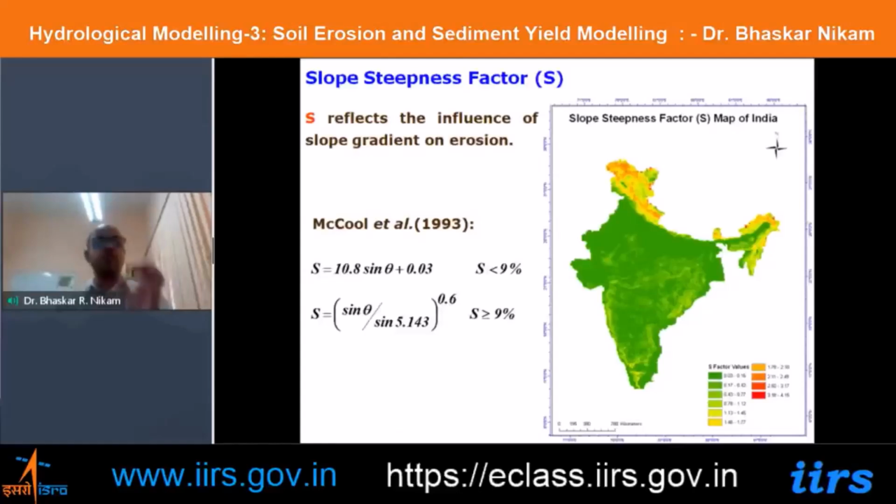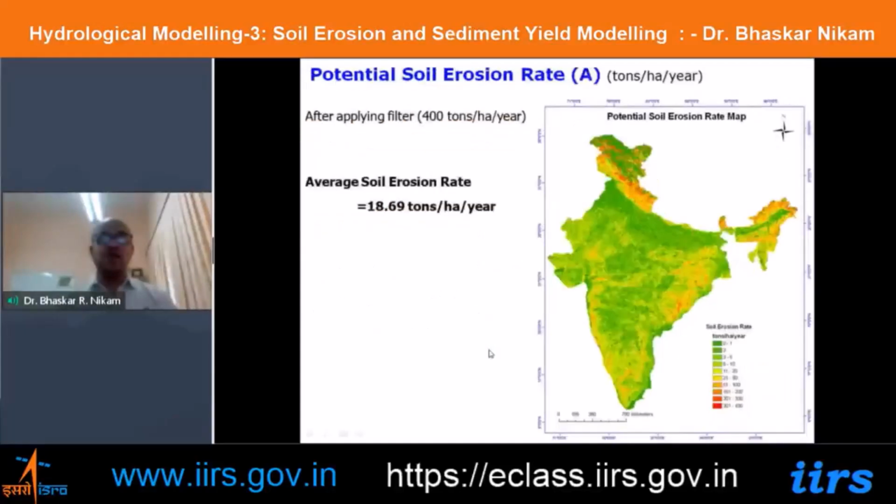We can calculate slope using the DEM, and we can put in a conditional statement: if slope is less than 9%, use the first equation, and if the slope is greater than 9%, use the second equation, and you can calculate the S factor. And then you can multiply RKLSCP to get the soil erosion map. As you can see, the map is available in front of you.